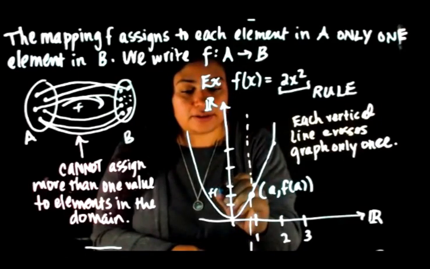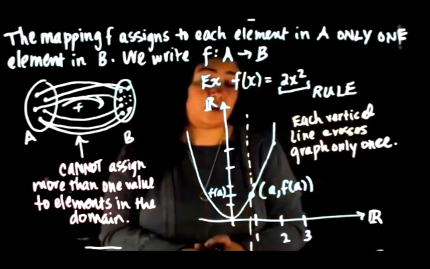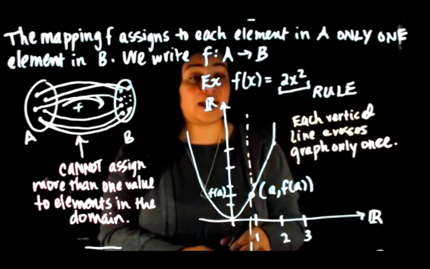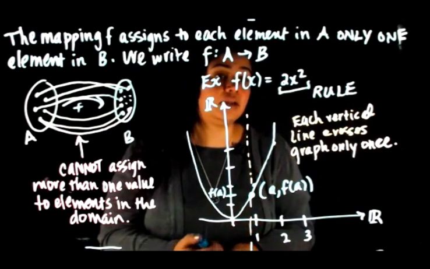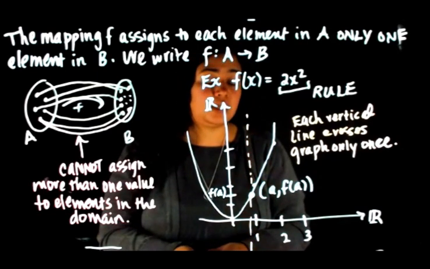f of a is something that exists in the range. So there's quite a lot of things going on in a graph. If you're graphing a function, it will satisfy the vertical line test. That means that each vertical line crosses the graph only once.